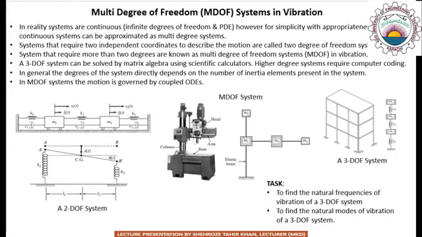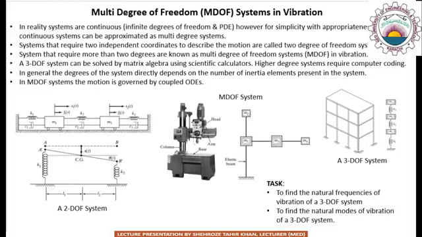Therefore, for simplicity of analysis, continuous systems are often approximated as multi-degree of freedom systems, which means that all the concepts introduced in the preceding chapters can be directly extended to the case of multi-degree of freedom systems. For example, there is one equation of motion for each degree of freedom if generalized coordinates are used, and the equations of motion are obtained by using Newton's second law of motion.